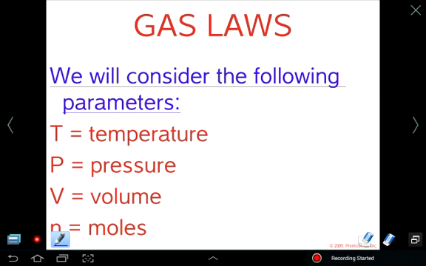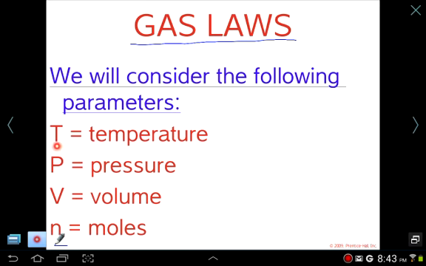Chapter 10, Lesson 2. In this lesson we'll talk about the common gas laws associated with gases. These are the four parameters that we'll be dealing with. Temperature. We defined temperature a little bit last time. We also defined pressure and worked with it. Volume should be familiar to you as the amount of space occupied by the gas. And n, recall, is moles, or the amount of gas that we have, in terms of how many molecules of the gas.